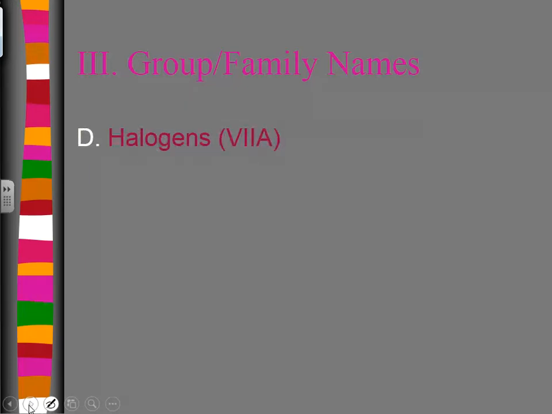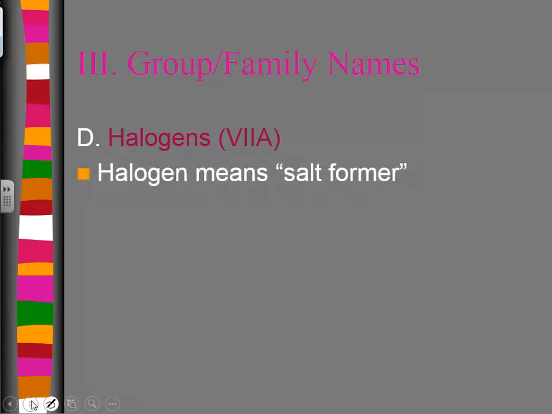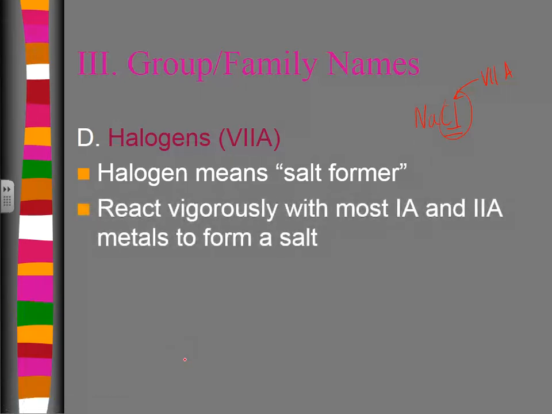We're going to skip on over to the halogen family. This is group 7A, the halogens. The word halogen means salt former, and it's Latin. And so you all are familiar with NaCl. Well, chlorine is from group 7A, okay? He's the halogen. And when he combines with a 1A or 2A metal, or any metal really, it forms a compound that we collectively call a salt. So the word halogen does mean salt former.